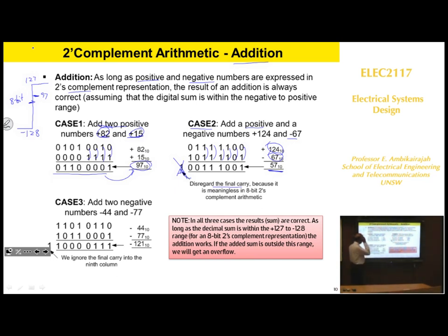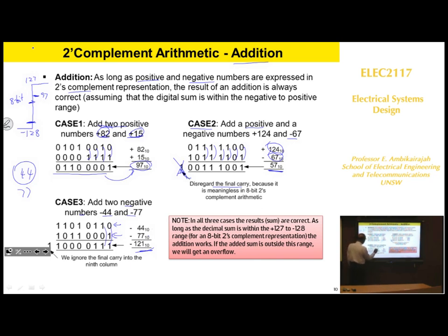Now let's look at 2 negative numbers. When you add these 2 negative numbers, you know naturally minus 44 and minus 77 is going to be minus 121. 121 is somewhere here, so it should be the correct answer. So let's do the addition. Minus 44 you know how to represent, and minus 77 how to represent. If you don't know how to represent, you write 44 and take the 2's complement of it, you get minus 44. Write 77 in binary and take the 2's complement of it, you get that one.